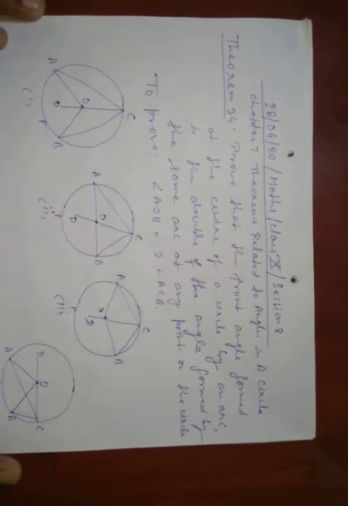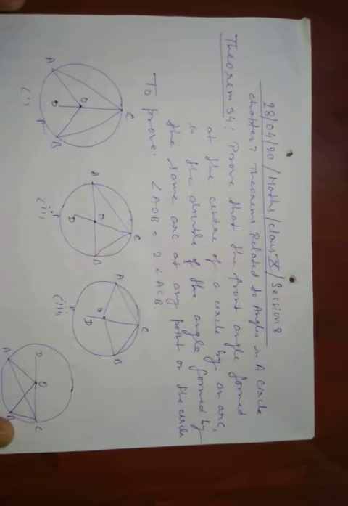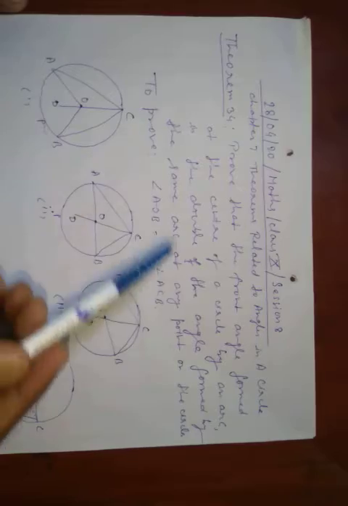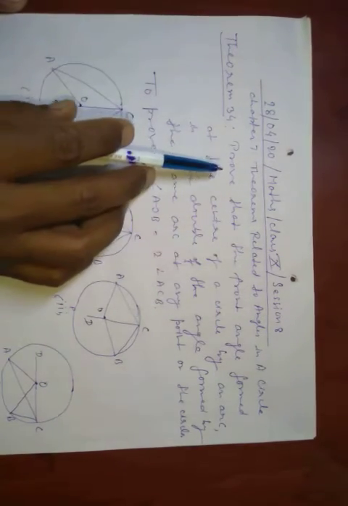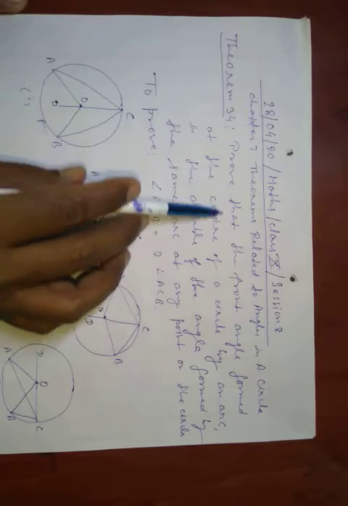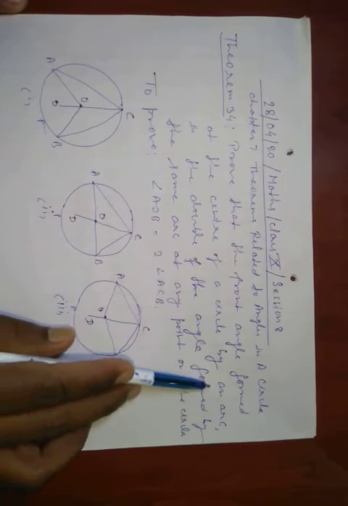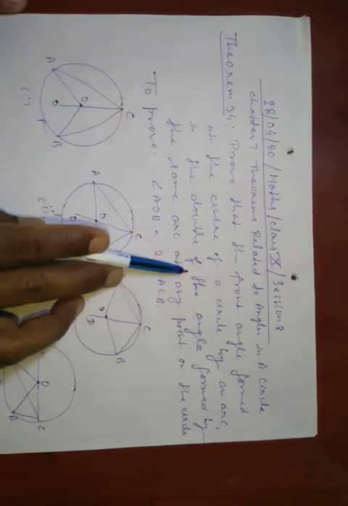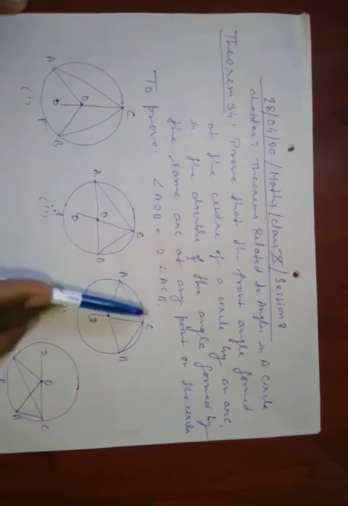So today I am going to start chapter 7, mathematics class 10, session 8. In this chapter we will study theorem 34. In this theorem we have to prove that the angle formed at the center of a circle by an arc is double the angle formed by the same arc at any point on the circle.